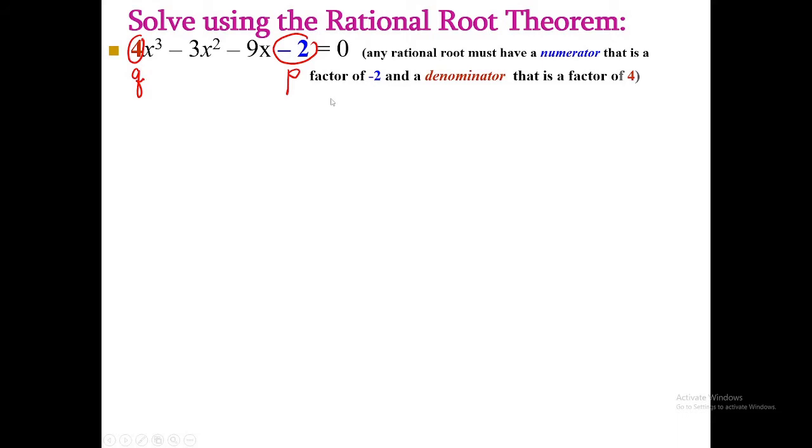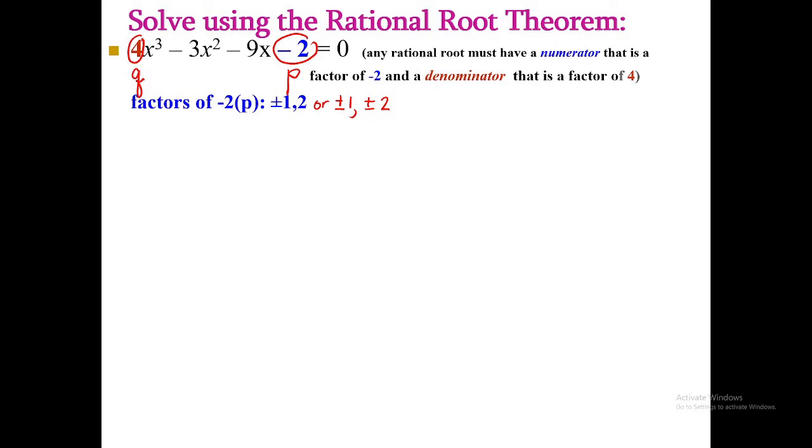2 and 1. Or I can write it as positive or negative 1, positive or negative 2. Why is there a positive and negative? Because it's possible that I'm going to divide this by negative 1 or positive 1. 2 is divisible by both positive 2 and negative 2. So I'll be writing both positive and negative. What about the factors of q, which is 4?